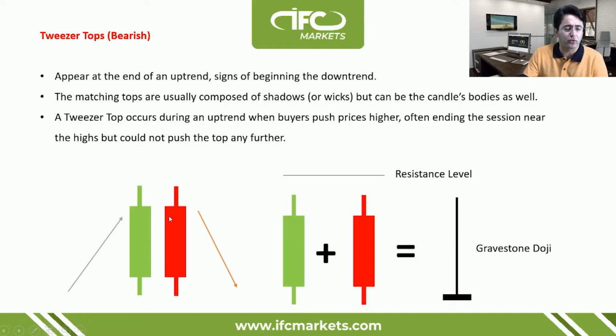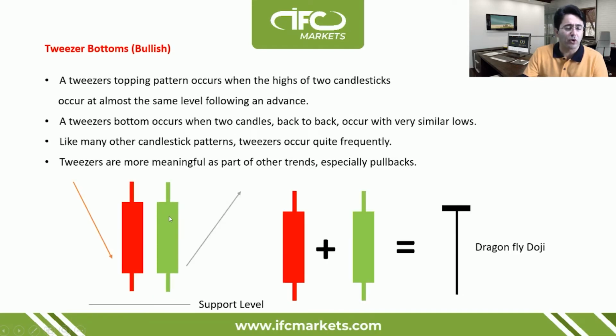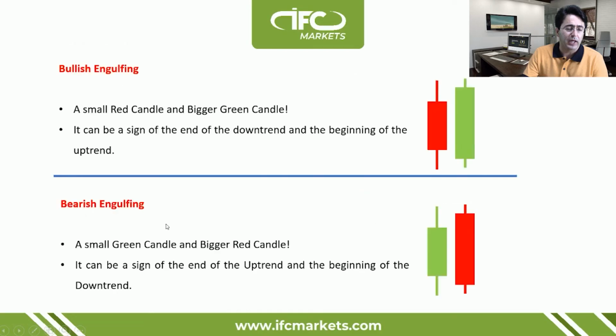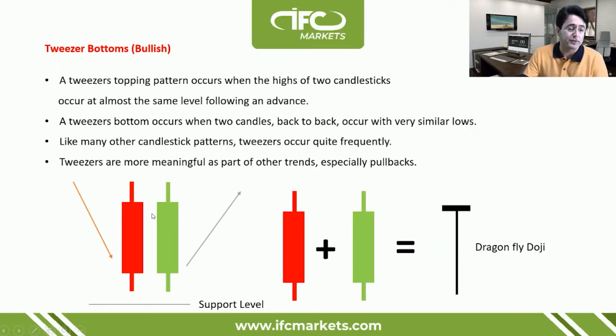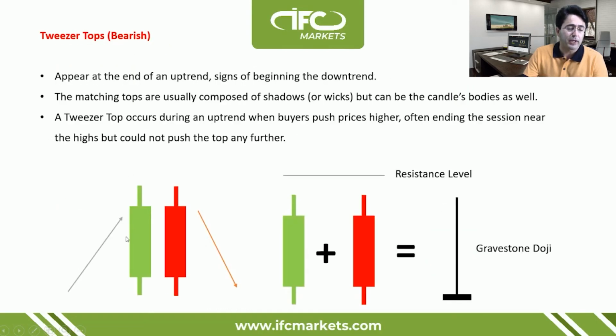So tweezer top and tweezer bottom, both of them are signals of changing the current trend. If it's the tweezer bottom, it changes to an uptrend, and if it's the tweezer top, it means the changing of an uptrend to a downtrend. So this is another kind of candle. Let's go and see the next.